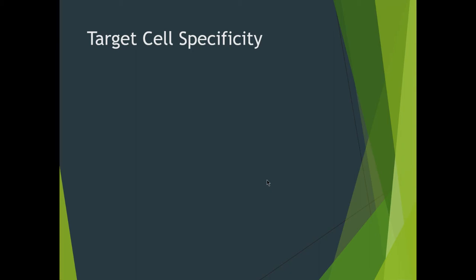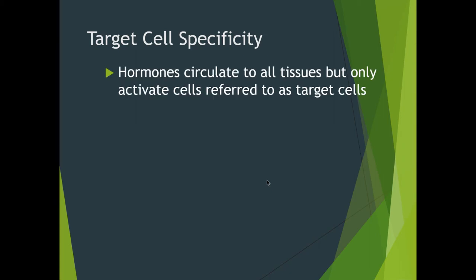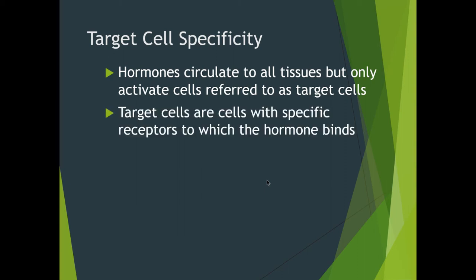Well, I think you probably already realize that not all cells are going to react to all hormones. It has to have a receptor. And any cell with a receptor is called a target cell. So target cells, the ones with receptors, are the only ones that are going to react to a hormone. Hormones go everywhere. They circulate to all the tissues in your body, but they don't affect those tissues. They only activate cells that have those receptors.